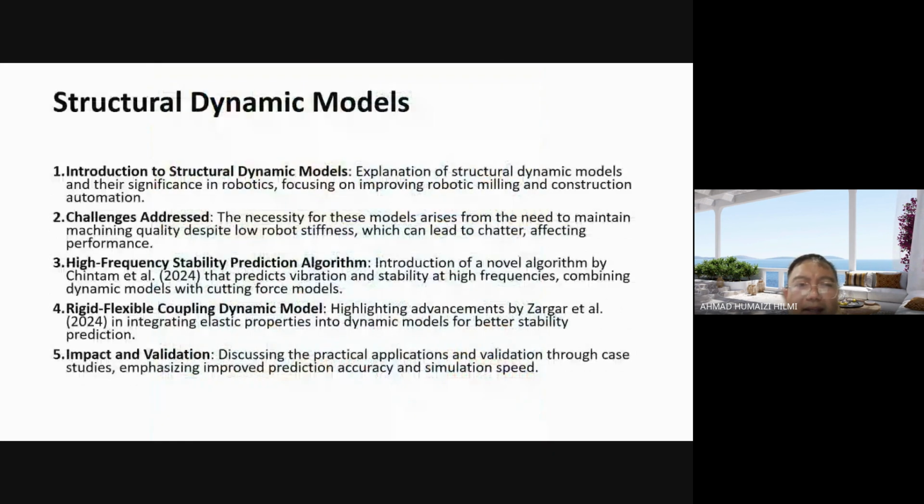And then the structural dynamic model, offering insight in optimizing robotic performance in milling and construction automation. This model addresses critical challenges, especially the issue of low stiffness in robotic arms, which can lead to chatter and vibration, affecting machining quality and overall performance. The work by Chintam et al. in 2024 represents a significant leap. Its algorithm merges a lightweight structural dynamic model with an interpolation algorithm, enabling accurate vibration prediction for robotic milling.